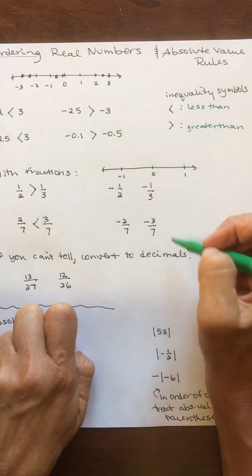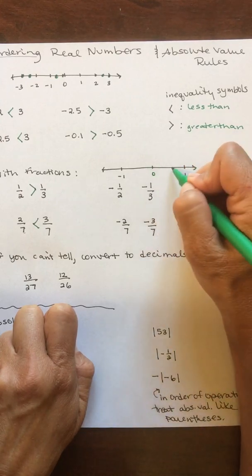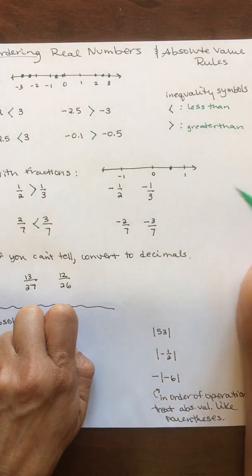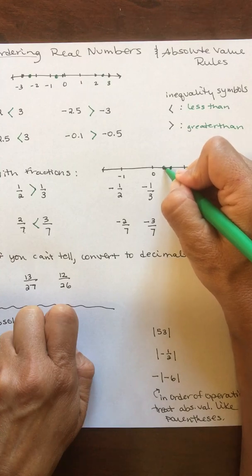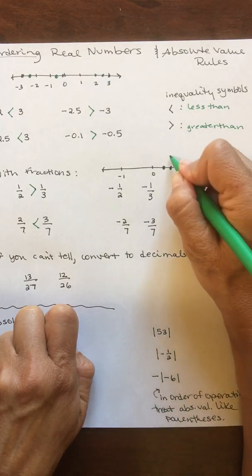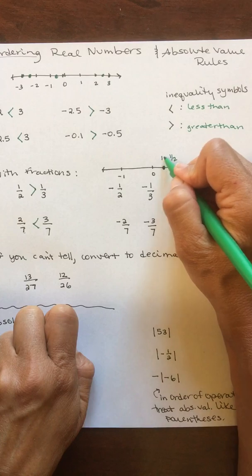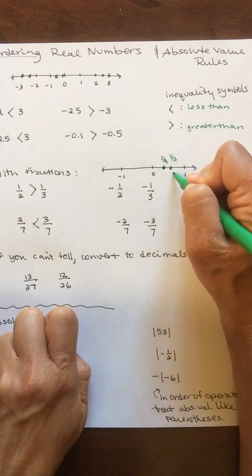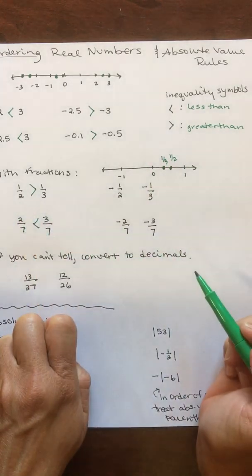Okay. Again, you could also plot those on the number line. So 1/2 is halfway between, and 1/3 would be over here. So this would be 1/2, and here is 1/3. 1/2 is to the right. That makes it the bigger number, where I'm opening toward.